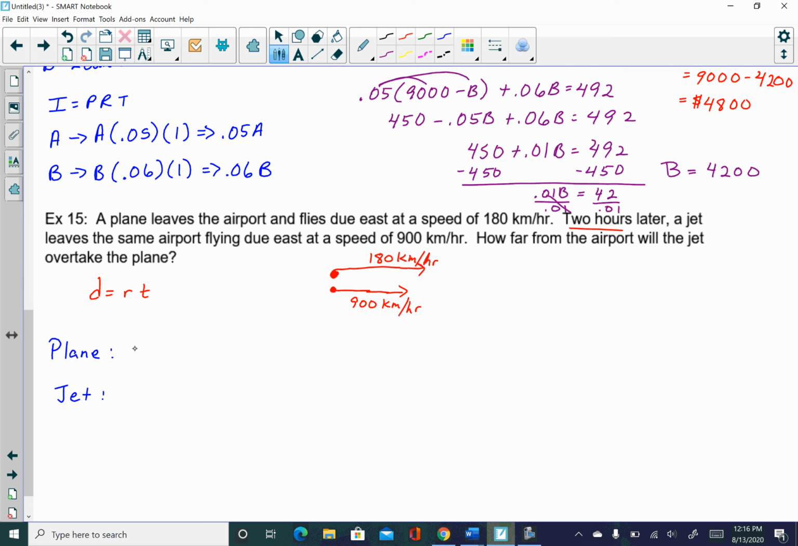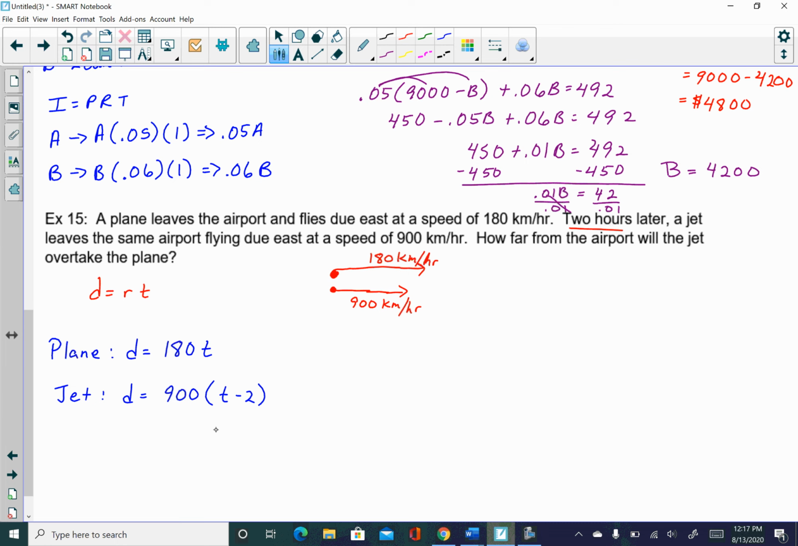In terms of our plane, its distance could be calculated, its rate, it's traveling at a speed of 180 kilometers per hour. Time, it's traveling at t hours. The jet is traveling at a speed of 900 kilometers per hour. And the only thing different here is that it had a 2-hour delay in time, so I'm going to put t minus 2, right? It's in relation to the plane, it left 2 hours later, okay?